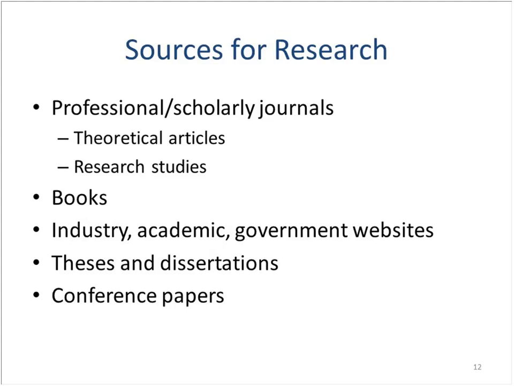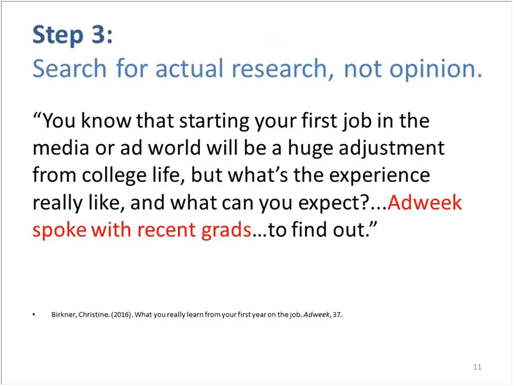Step 3 is to search for actual research, not opinion. Writers on TV, internet blogs, newspapers, magazines will all offer opinions on why an event or behavior occurred. They may even mention a research study or do an unscientific poll, like this article in Adweek, to support their opinion. But a good research study provides details of who or what was studied and how. For example, surveys or controlled research conditions.